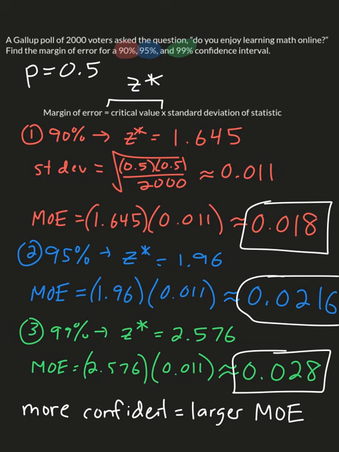So with these types of problems, you always want to be confident, but you don't want your margin of error to be so large that the information isn't useful. So we'll be playing around with these numbers as we proceed with the unit.